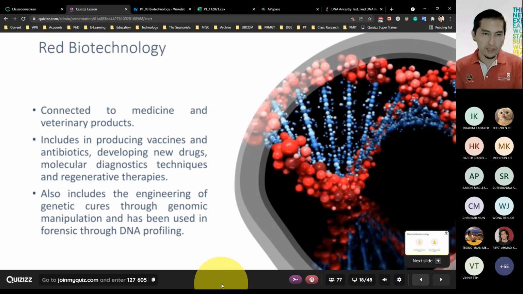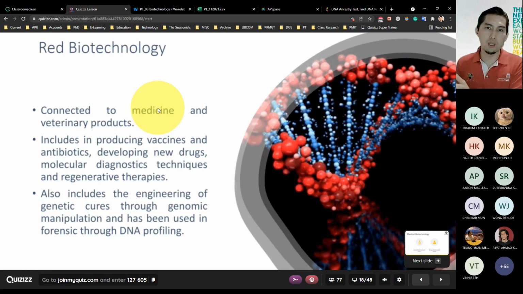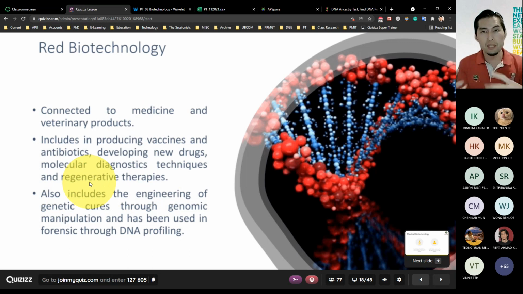Red represents blood, and it has a lot to do with medicine and veterinary products. When we talk about medicine here, remember, it's not necessarily just talking about humans. We are also talking about animals. So it includes what? It includes something that is a very popular word today: vaccines. It includes antibiotics, drugs. There are even things called regenerative therapies, whereby you are being healed not only at the surface level and how you work biologically, but going right down to the levels of your genetics and your molecules.